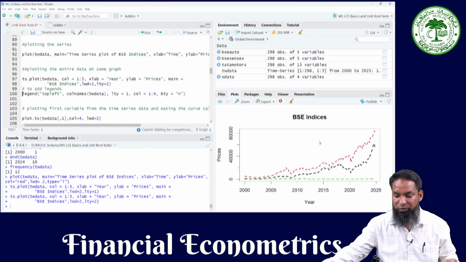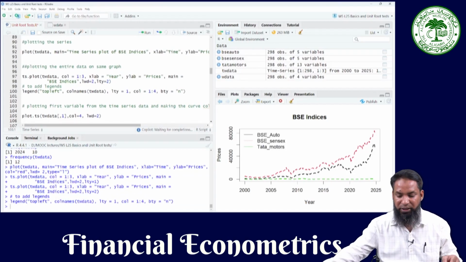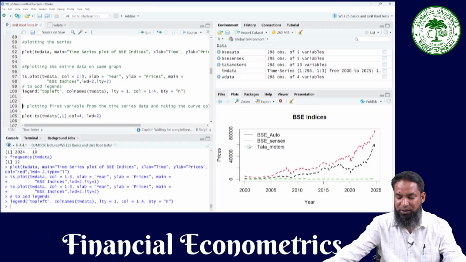Now here we don't know which red is representing which series and which black is representing which series. So for that we will be adding the legend here. Once we add the legend, it shows that black is the BSE Auto, red one is the BSE Sensex, and green one is Tata Motors.